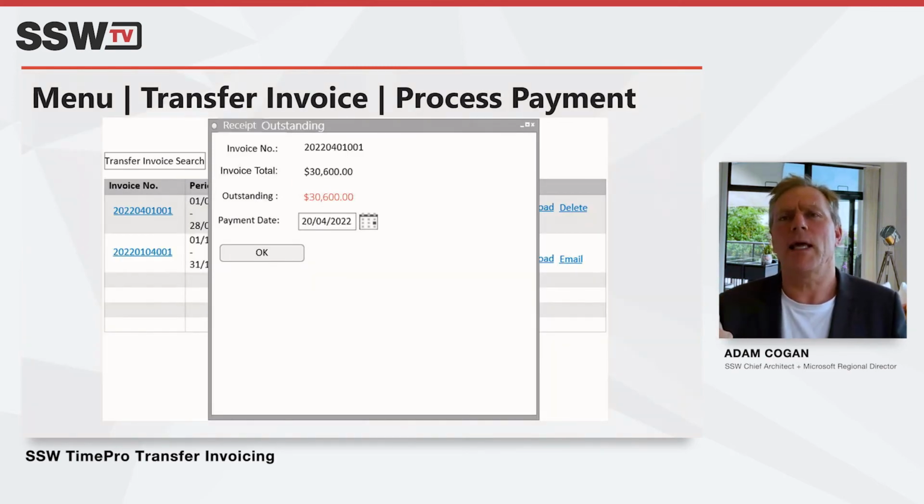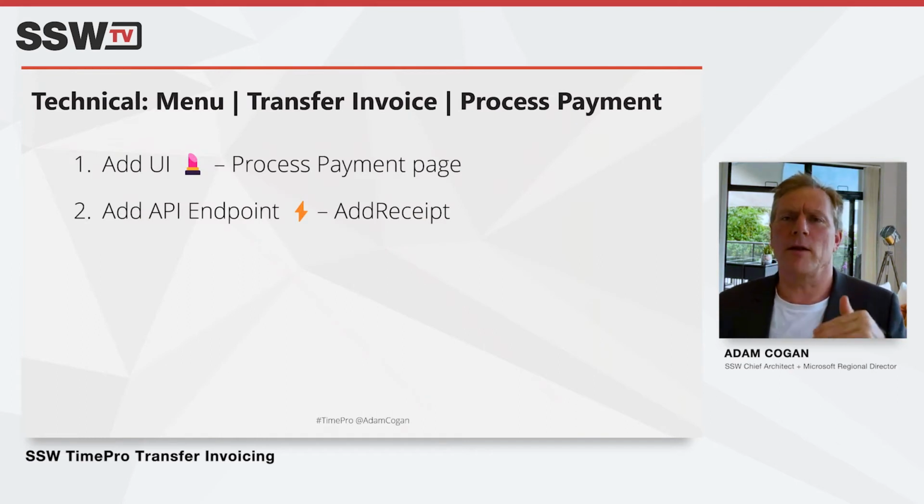And in this case, Anki in the China office has received some money. She would see there's 30,000. She's got a check for that exact amount. She puts the date and she presses OK. Then, they're the technical details of the UI and the endpoint.